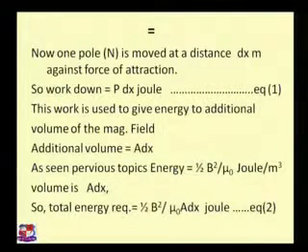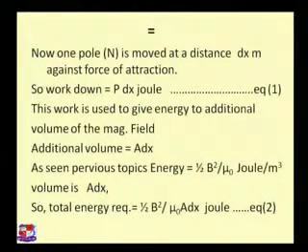Volume is A into dx. If we multiply 1/2 B square upon mu 0 into the volume, we get the total energy required, equal to 1/2 B square upon mu 0 into A into dx joule.